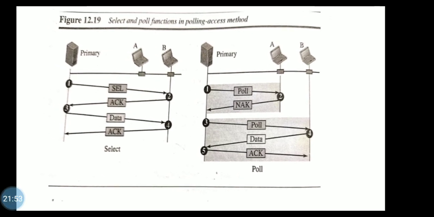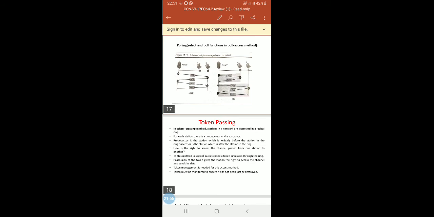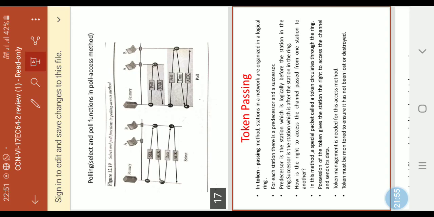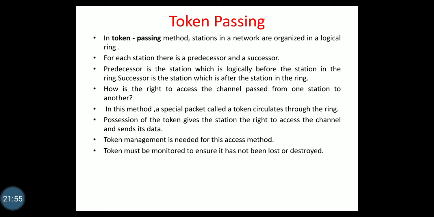Next we'll discuss token passing. In this token passing method, the stations in a network are organized in a logical ring. So for each station, in other words, there is a predecessor and a successor. The predecessor is the station which is logically before the station in the ring. The successor is the station which is after the station in the ring.